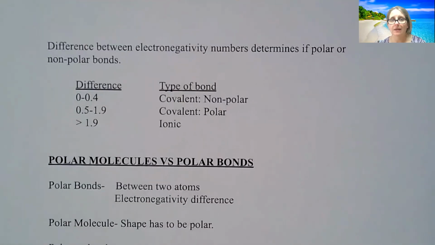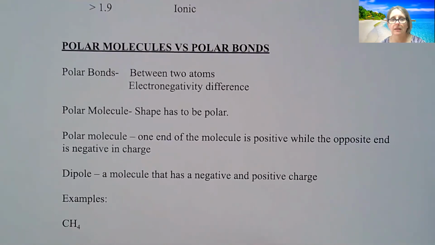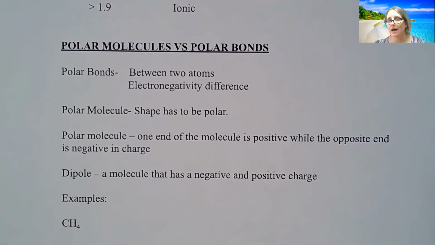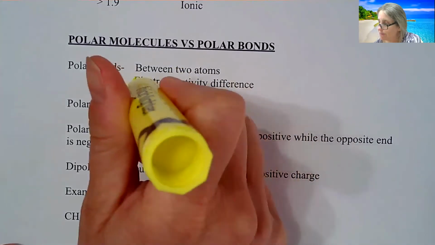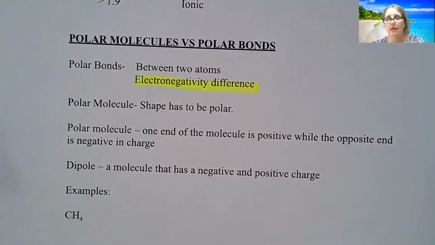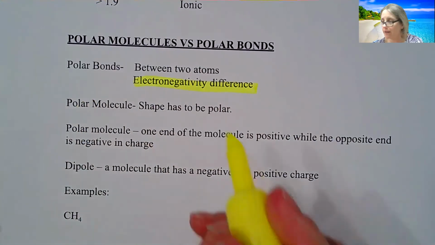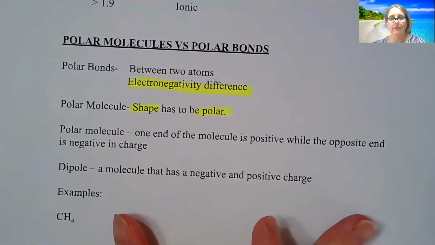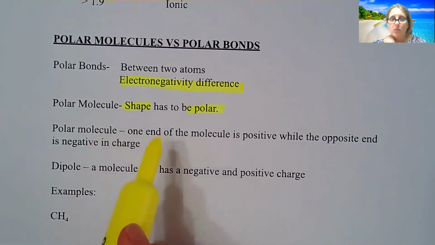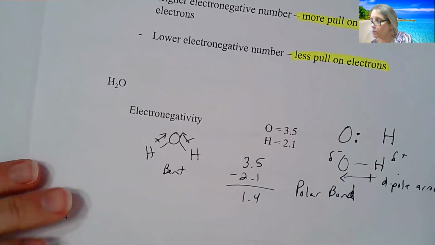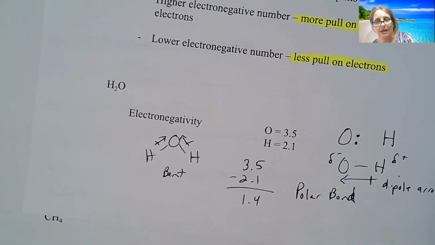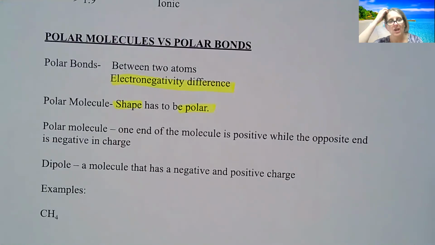But really, I'm not going to spend any more time on that than that, because the big question mark is: is the molecule polar? Not just the bond itself, but the molecule itself. So polar bonds are always going to be determined by the electronegativity difference. Boom, okay? Subtract the two numbers, see if they are greater than 0.5. That's it. If we're talking about the molecule itself, the shape has to be polar, okay? And what this means is that in the molecule itself, one end is positive while the opposite end is negative, okay? So if we think of a water molecule, you're going to have one side that is negative, one side that is positive because of that shape, okay?